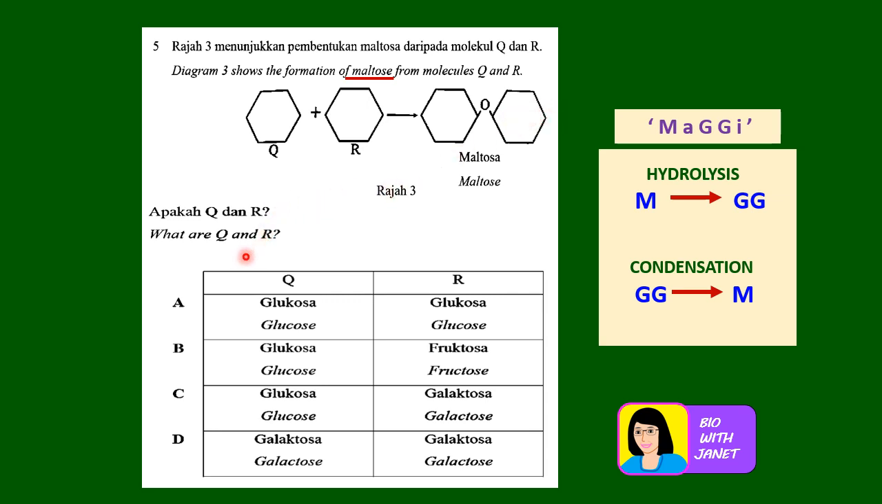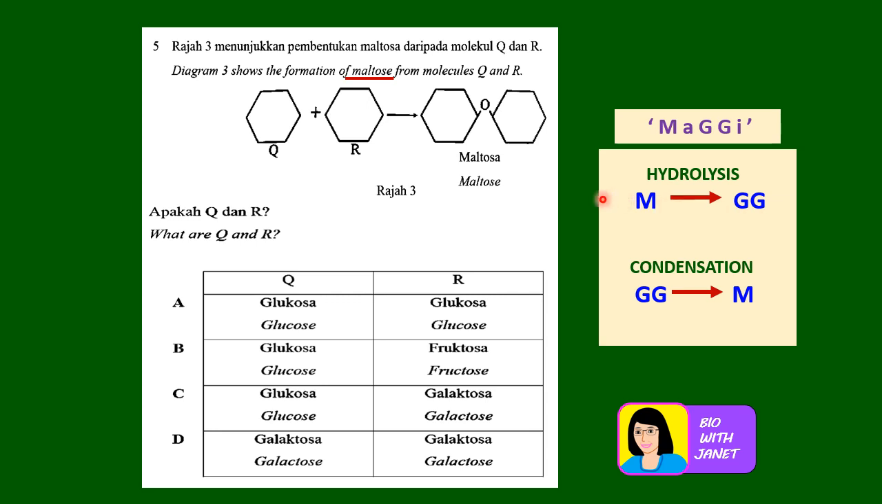Now, what are Q and R? So Q and R are actually monosaccharides that combine to form the disaccharide maltose, right? So let's recall back. Now we know that in hydrolysis, maltose breaks down to form glucose and glucose, right? I've taught you the acronym MAGGI, M-A-G-G-I. Maltose is hydrolyzed to form glucose and glucose.